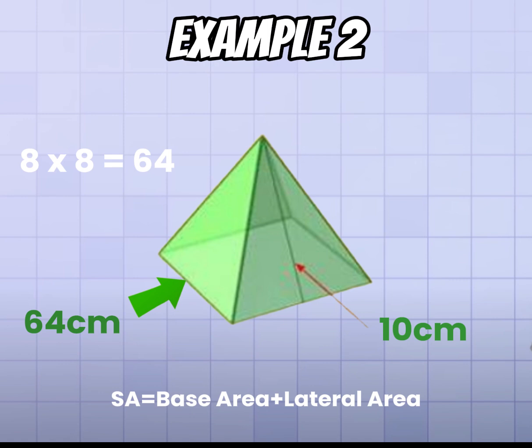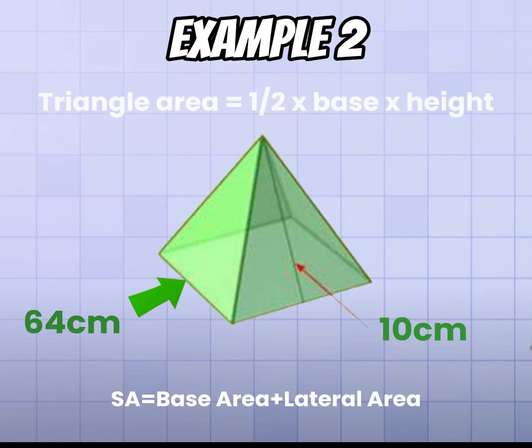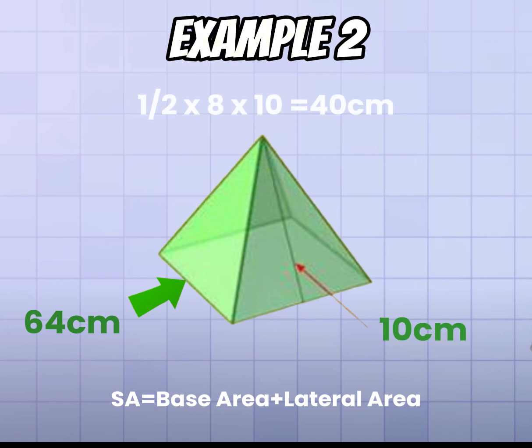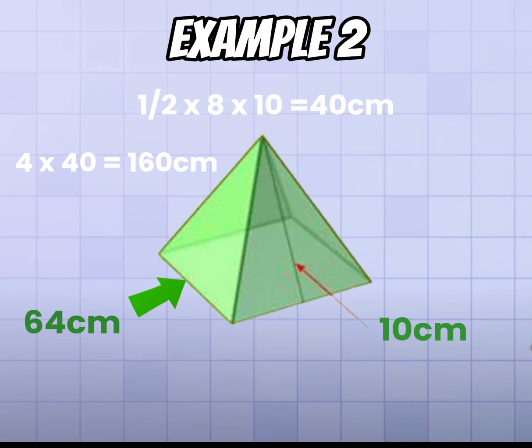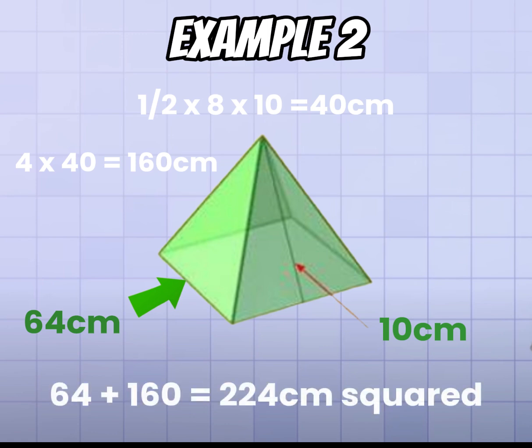After finding the base area, we need to find the lateral area. To find the lateral area, we need to use the formula: triangle area equals 1/2 times base times height. We already have these numbers, so we just apply them, and it will end up giving us 40. Since there are 4 triangles in a square pyramid, we have to multiply 40 by 4, which gives us 160. Now we just have to add the base area and the lateral area, which is 64 plus 160, and this gives us the answer.